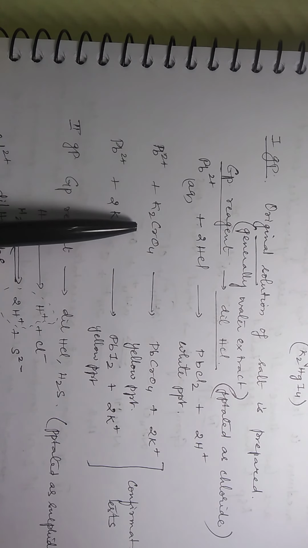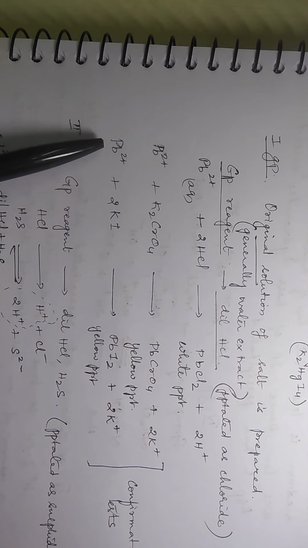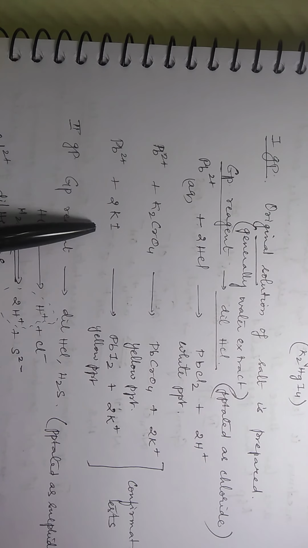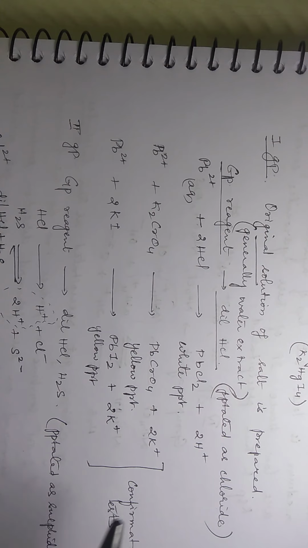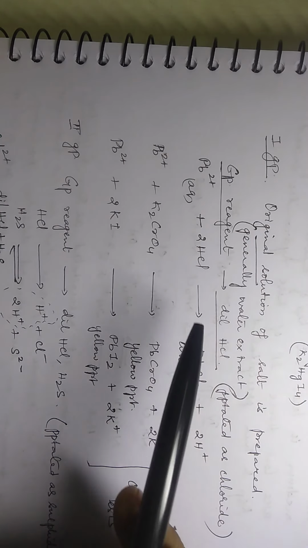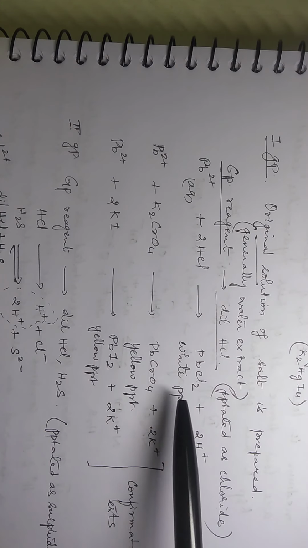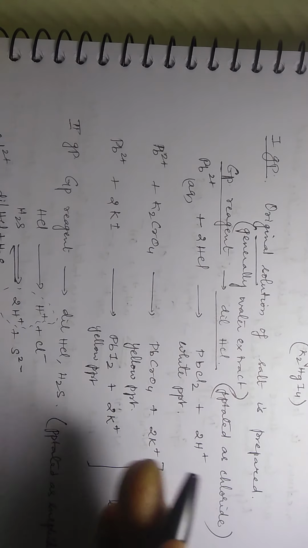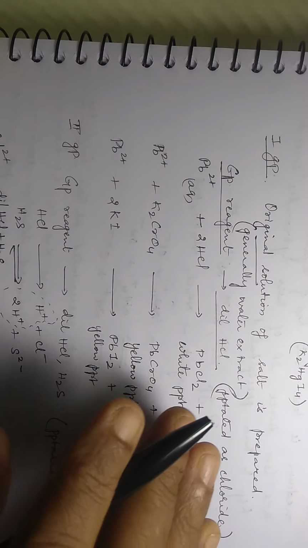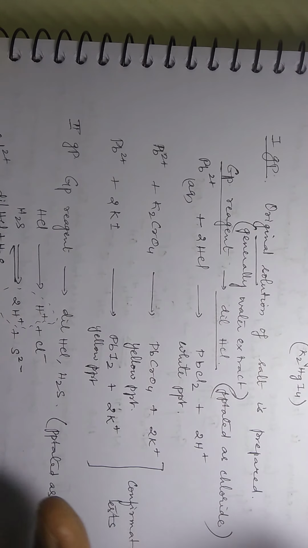So for Pb2+, one test is done with potassium chromate, and the other test is done with potassium iodide, and you get a yellow PPT. Now Pb2+ is confirmed. Okay. Now, in case by adding dilute HCl, if you are not getting any precipitate, that means your cation is not there in the first group. That means your salt is not a lead salt.